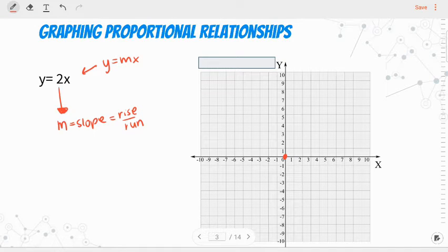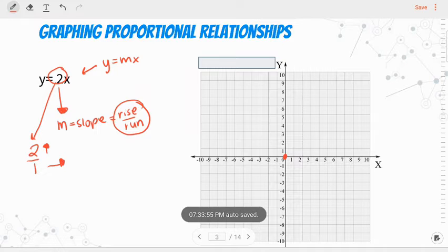Step number 2 is to use my slope to get to the next point. Now my slope is 2. But remember, slope isn't just a whole number, it's a fraction. It's the rise over the run. So how am I going to convert that to a fraction? Well, remember, whole numbers are just fractions in disguise with a 1 in the denominator. So 2 changes to 2 over 1. Remember, 2 means I'm going to move up 2 because that is my rise. And 1 is a positive 1, so I'm going to move in the right direction.